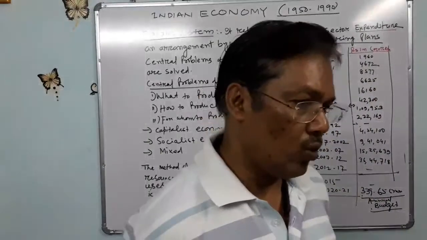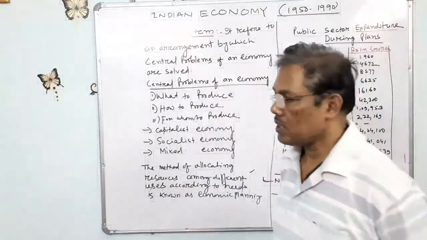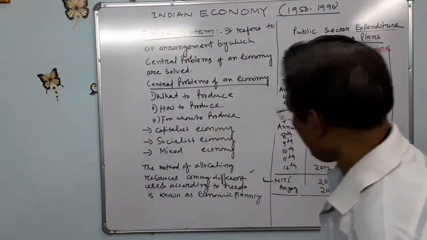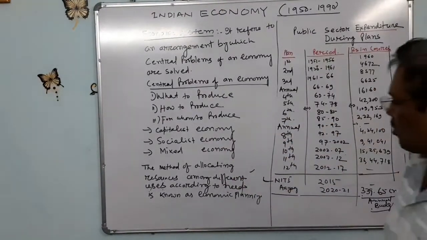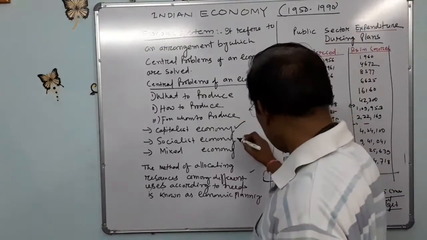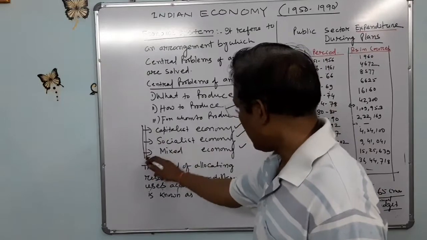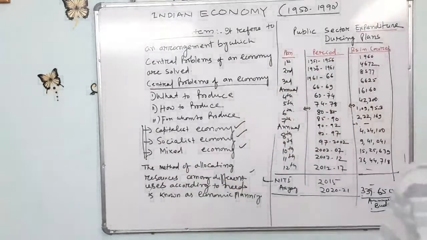So if the countries are analyzed, there are three types of economies: capitalist economy, socialist economy and mixed economy.